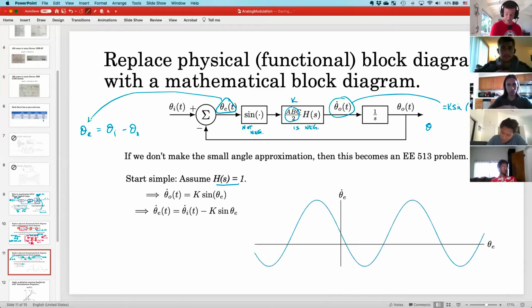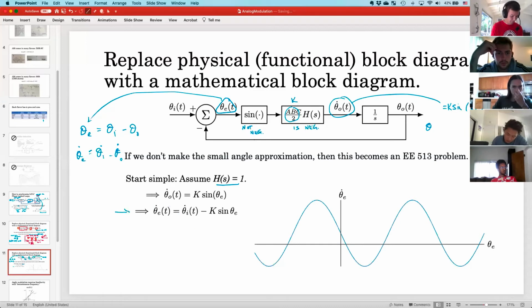So if I differentiate both sides of this expression, I get that the rate of change of the error is the difference between the rate of change of the input phase and the rate of change of the output phase. Some notation I'm assuming you're familiar with is that the dot means a time derivative. Okay, so if I rearrange this for theta O dot, I get theta I dot minus theta E dot, and I can move that over and get this expression here.